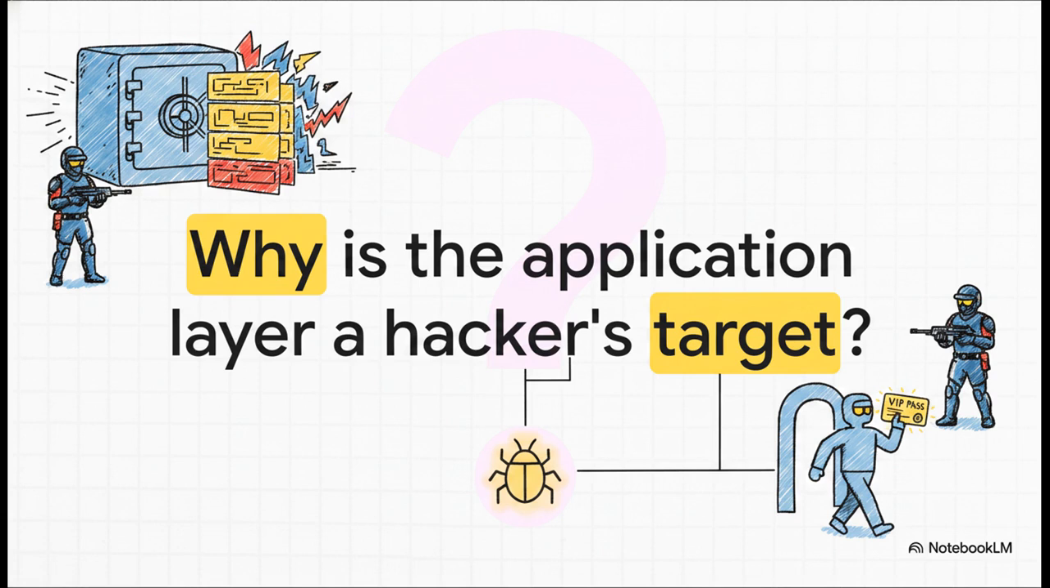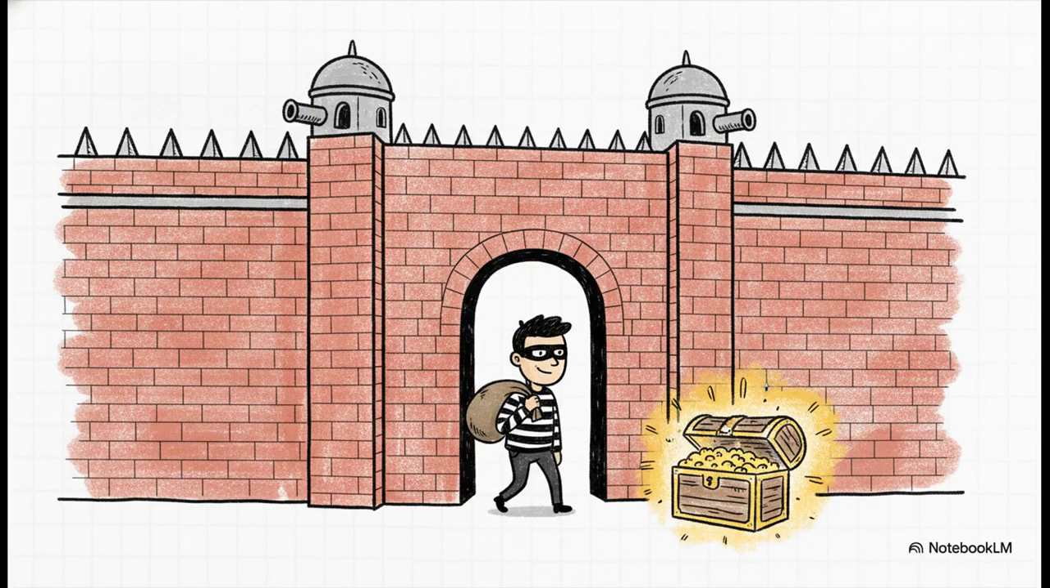Why is the application layer a modern digital burglar's absolute favorite target? The simple answer? It's the ultimate gateway to user data and interactions. Attackers know that if they can successfully exploit the application itself, they can effectively bypass all of those heavy, expensive network perimeter defenses. Honestly, the stakes for this kind of digital heist could not be higher.